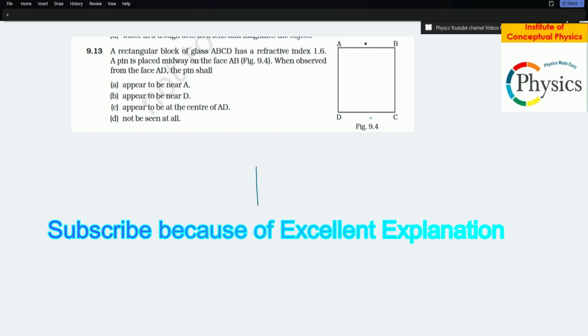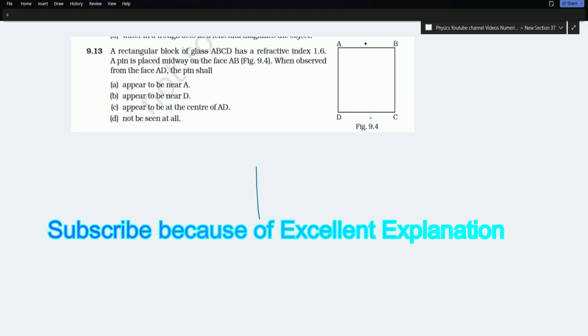Read the question very carefully first. There is a glass block. This is your glass block, and you have placed a pin on the face AB. This is very important. The diagram shows it as away from AB, but it's actually placed on AB. So this is your A, this is your B, C and D.